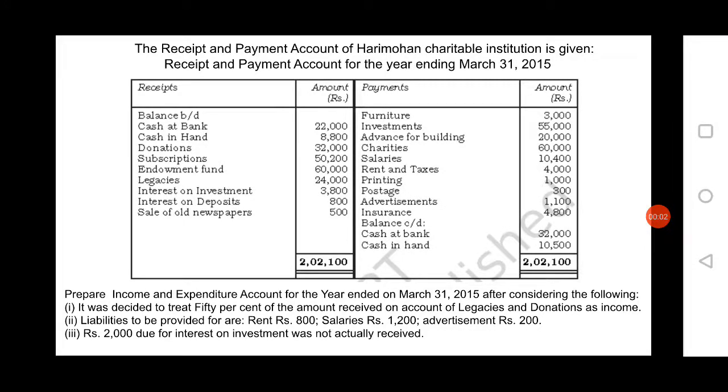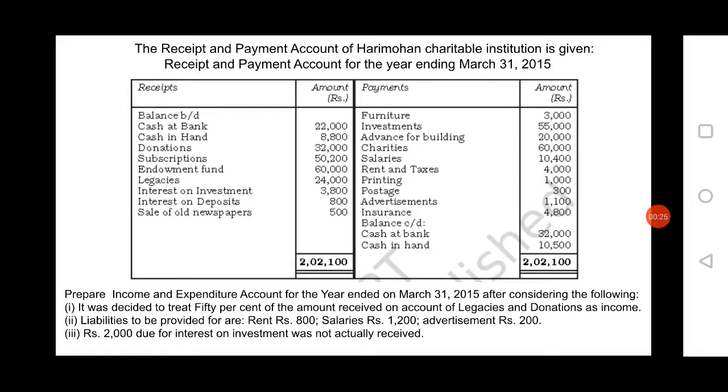Hello students, in this session I am going to solve one more problem on income and expenditure account. Here is a problem of Hari Mohan Charitable Institution. In this they have asked to prepare income and expenditure account for the year ended on March 31st, 2015. In this problem they have given three adjustments.